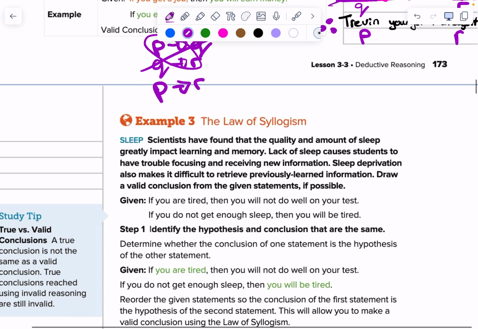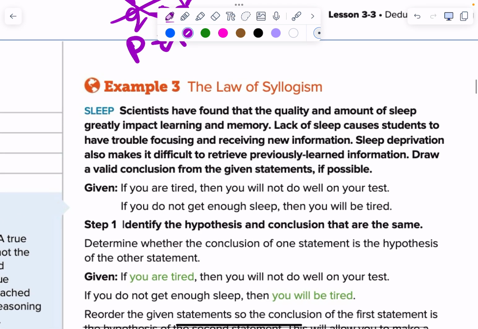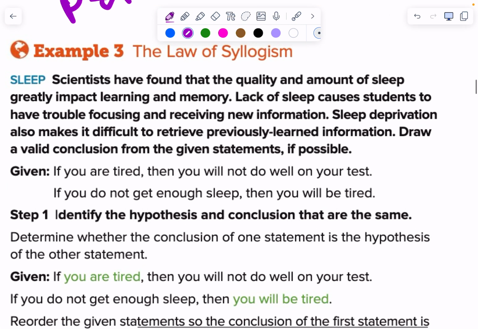Okay, let's see if I can figure this out. Example 3. Scientists have found that the quality and amount of sleep greatly impact learning and memory. Lack of sleep causes students to have trouble focusing and receiving new information. Sleep deprivation also makes it difficult to retrieve previously learned information. Draw a valid conclusion from the given statements if possible.